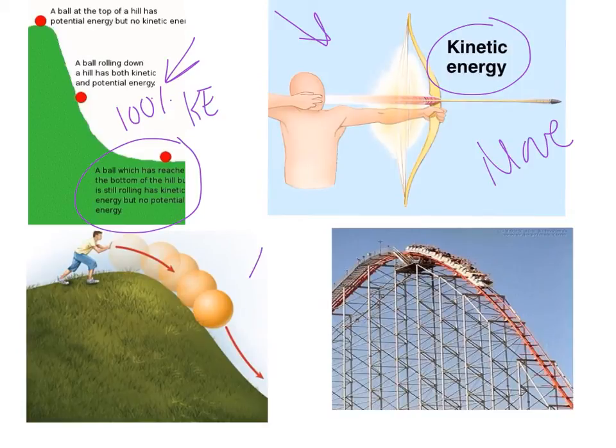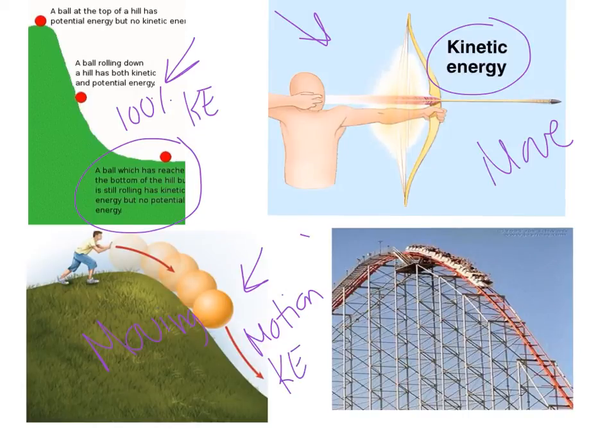Let's now look at this example here of a boy pushing a ball down a hill. Once again, at the very top of the hill, the ball has the most potential energy it can have. It has the potential to roll down the hill. Once the boy pushes the ball down the hill, it is now moving, or it has motion. Now that it has motion, it has kinetic energy.